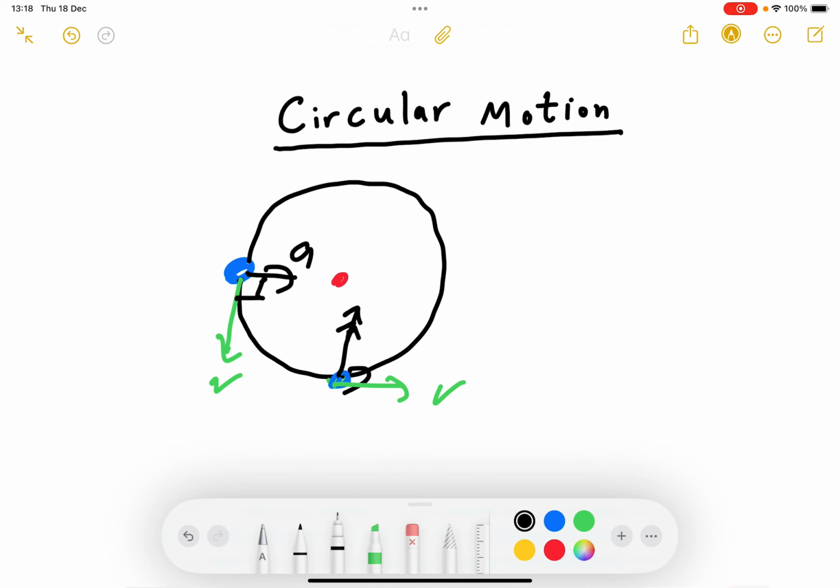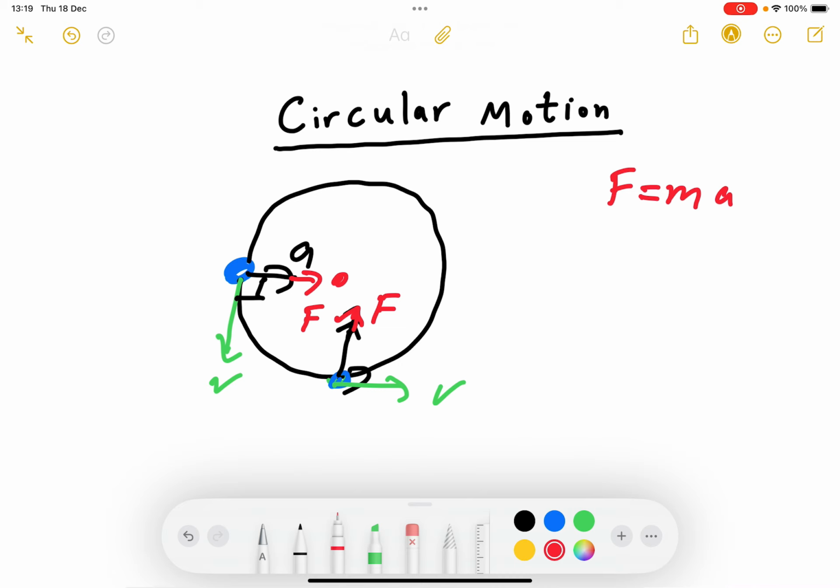And if there's an acceleration towards the centre of the circle, there must be a force towards the centre of the circle as well, because F equals ma, so we're never going to have an acceleration without a force. So it's not in equilibrium, it's got a constant acceleration.